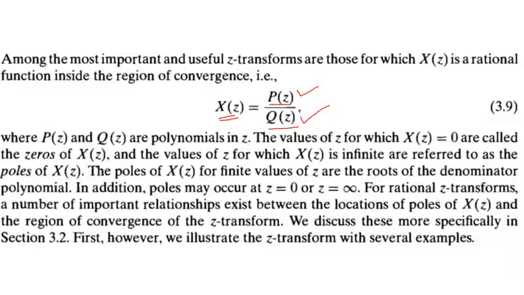So when X of Z is equal to 0, we call them zeros. When X of Z is infinite, we call them poles. The poles of X of Z for finite values of Z are the roots of the denominator. So poles are basically the roots of the denominator and zeros are the roots of the numerator. A pole may occur at 0 or infinity, other than other values of Z. Okay, so let's move on to the next slide.